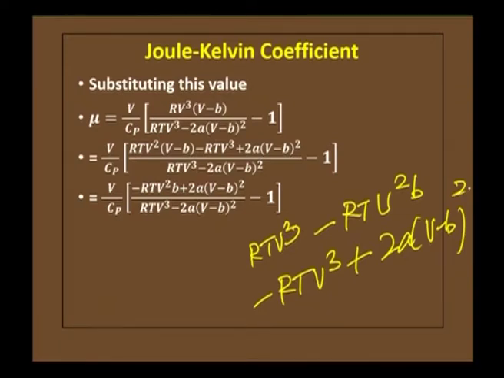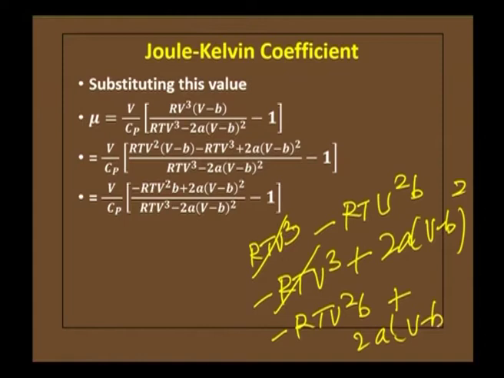So, therefore, I can do it as minus RT V squared B, plus RT V cube gets cancelled. Therefore, minus RT V squared B plus 2A into V minus B the whole square. Therefore, that is equal to V divided by Cp, times minus RT V squared B plus 2A into V minus B the whole squared, divided by RT V power 3 minus 2A into V minus B the whole squared, minus 1.